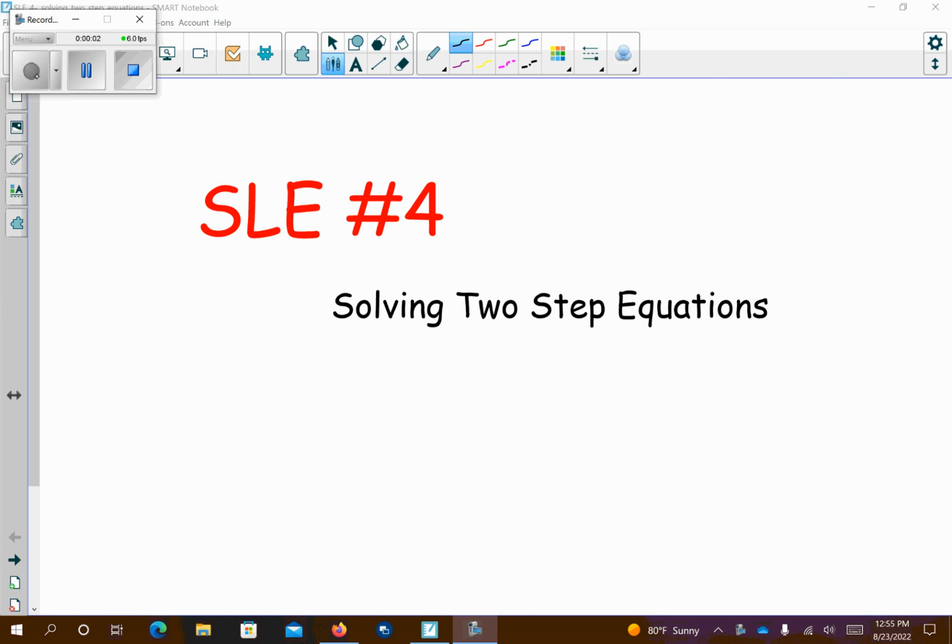This is the lesson for number 4. We are going to start doing two-step equations. What a two-step equation means is there's two math operations that have to take place to get the letter, and we call the letter a variable, by itself. So let's take a look.